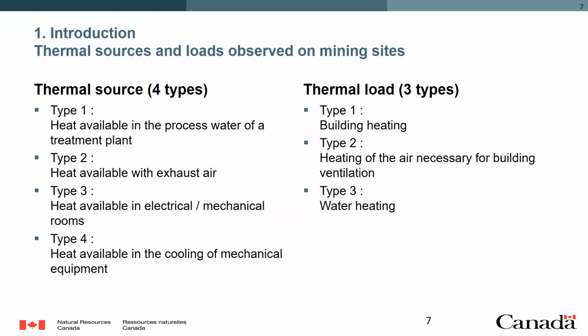So in terms of the sources, we can roughly identify 4 of them. Type 1 is the heat available in processed water of a treatment plant. Type 2 can be the heat available within the exhaust air. Type 3, the heat available within electrical or mechanical rooms. And type 4, which is a specific type of type 3, is heat available in cooling of mechanical systems, which are bigger systems that require their independent cooling system.